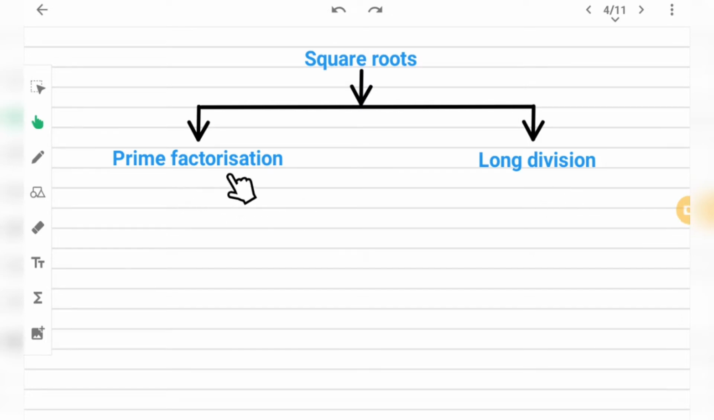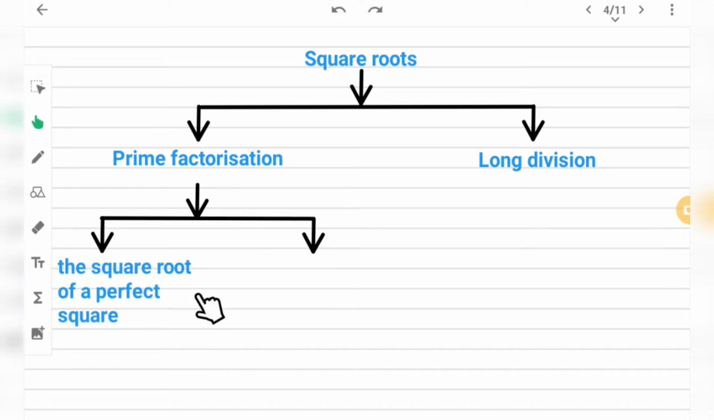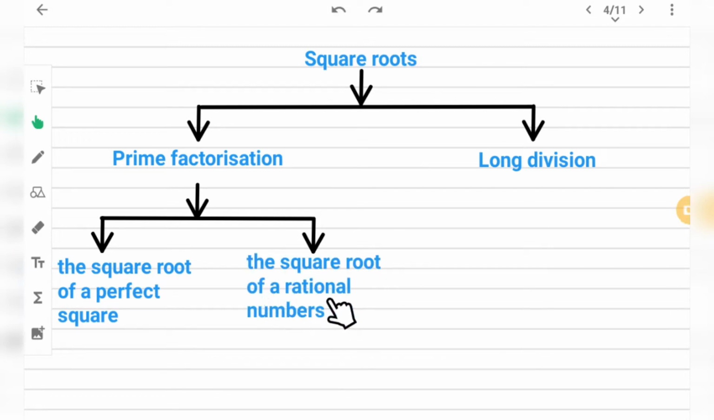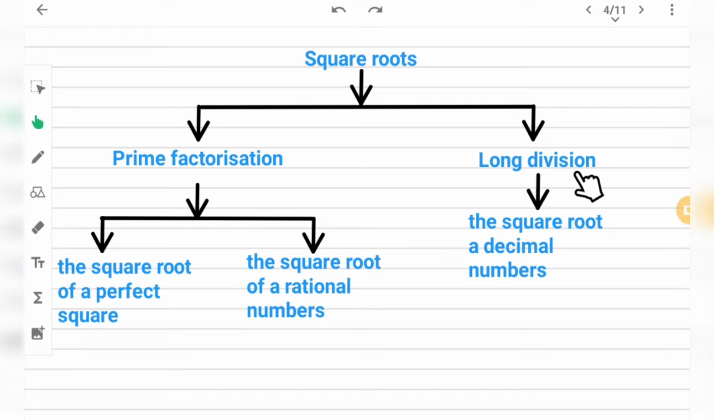In this prime factorization method, we are going to find a square root of a perfect square number and a square root of a rational number. If a given number is a perfect square, we are going to use prime factorization method. If a number is not a perfect square, we are going to use a long division method. That means we can find the square root of a decimal number also. Now we are going to see an example for all this type.